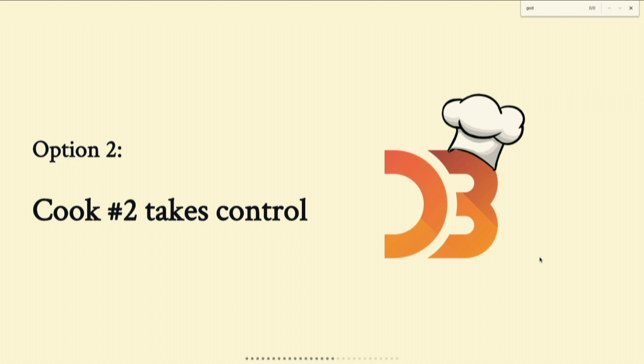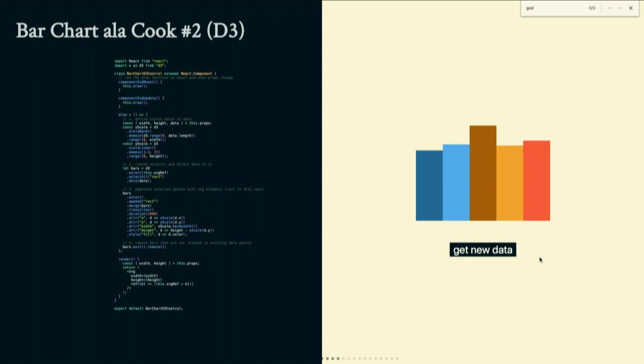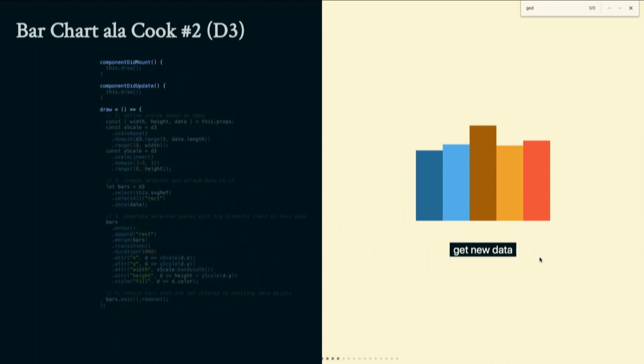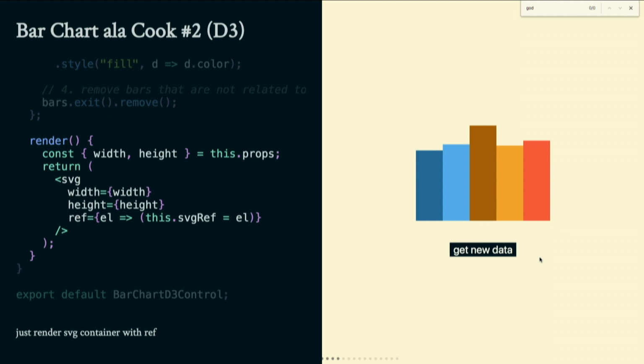So there's a second option, and this is when cook number 2, which in our case is D3, takes control. So here, D3 will be creating and appending and editing the elements. And this method is a bit more involved because it involves the enter-exit-update pattern that D3 uses for DOM manipulation. And that can come with a steep learning curve. But let's take a look. So here we have a class component that has componentDidMount, componentDidUpdate, a draw function, and render.